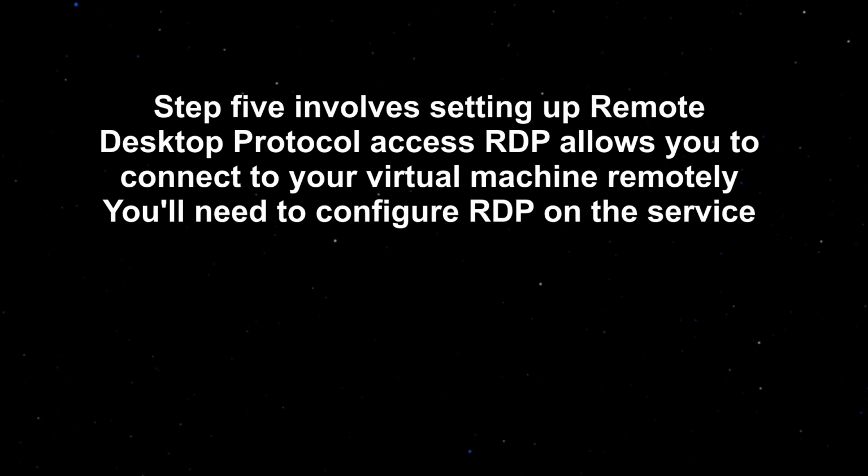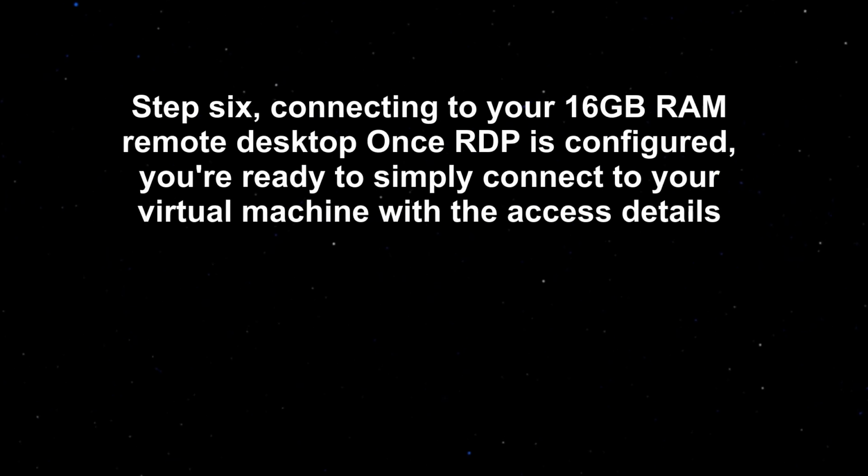Step 5 involves setting up remote desktop protocol access, or RDP. It allows you to connect to your virtual machine remotely. You'll need to configure RDP on the service. Step 6, connecting to your 16 GB RAM remote desktop. Once RDP is configured, you're ready to simply connect to your virtual machine with the access details.